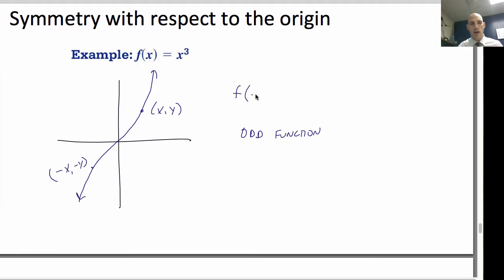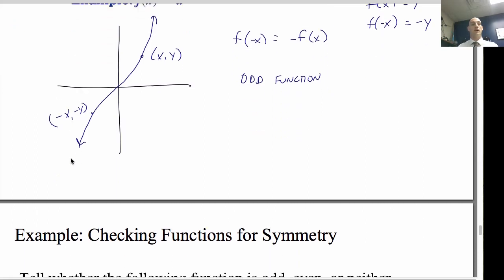because f of negative x is equal to negative f of x. Okay, so this is the one that's confusing for students. So if I take f of x, it's equal to y. And if I plug in negative x, so f of negative x is equal to negative y. Okay, so f of x is equal to y, f of negative x is negative y. So the opposite domain input yields the opposite range output. Okay, so an odd function can be rotated around. It's got that symmetry with respect to the origin.